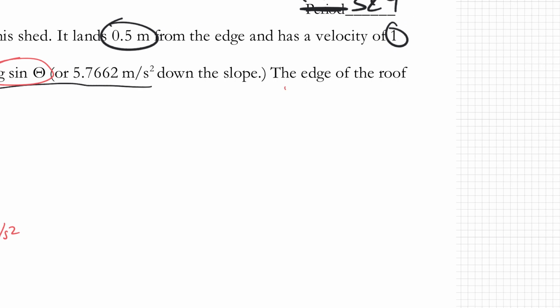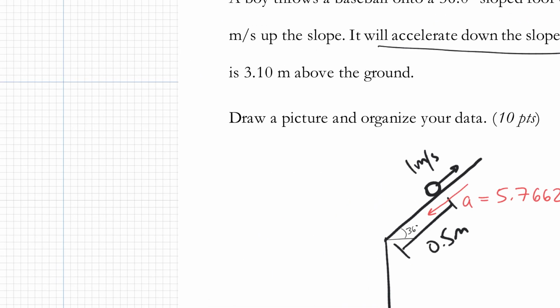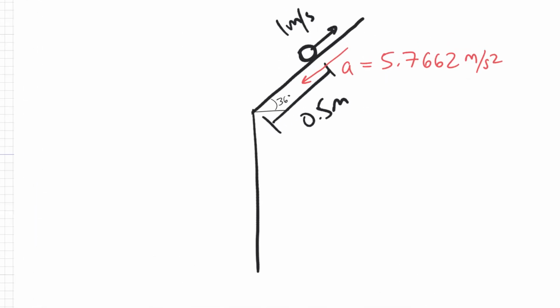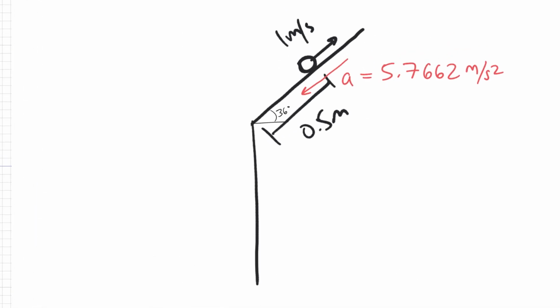The edge of the roof is 3.10 meters above the ground. Okay, so here we go. So let's go from here down to here. That's 3.10 meters from the ground. Okay, so hopefully you can see what this ball is going to do is it's going to go up here. It's going to slow down to a stop, and then it's going to turn around.